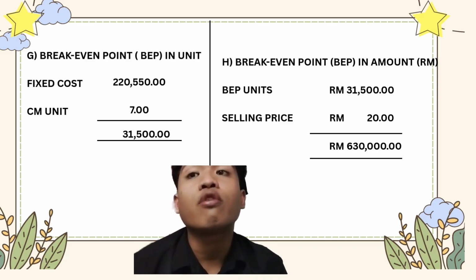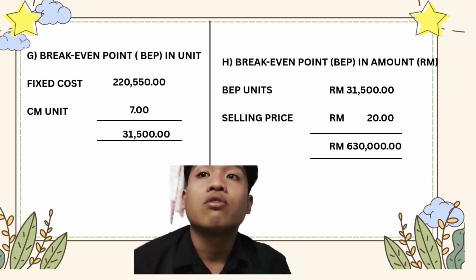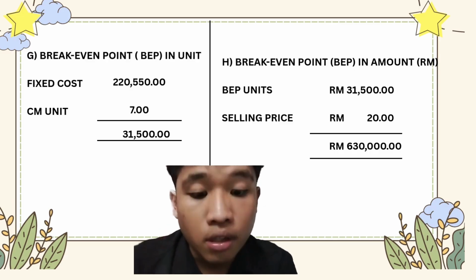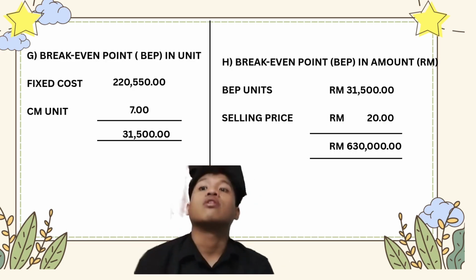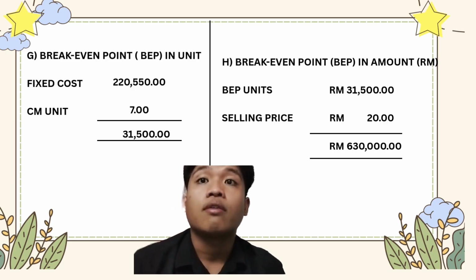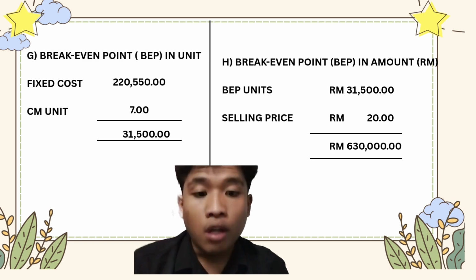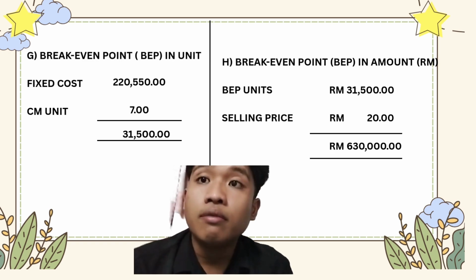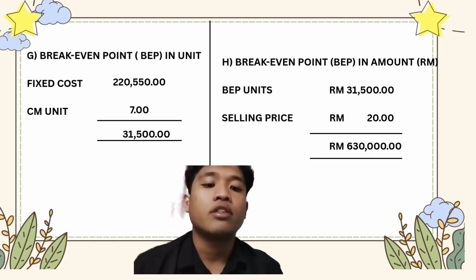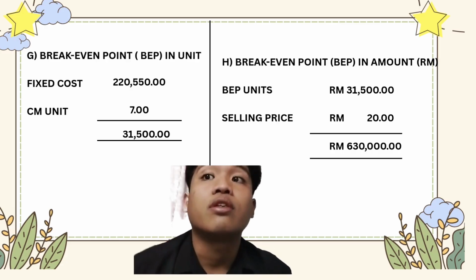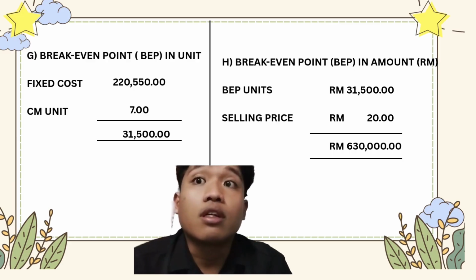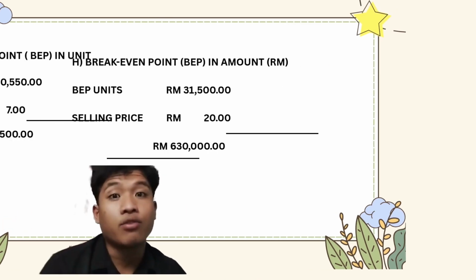So CM is the short form for the contribution margin. The contribution margin per unit is 7. So the total we get is 61,500. For the H question, the break even point, BEP, in the amount: the amount is RM 31,500 and the selling price is RM 20. So the amount we get is 660,000. This is the amount we get from the question, the break even point, or BEP. So that is the amount we get.